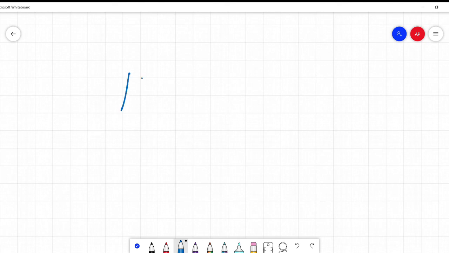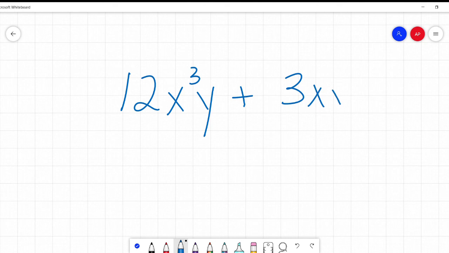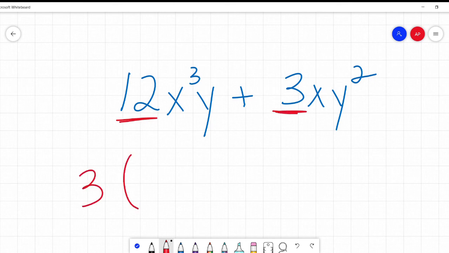For example, let's see. Okay, here it can be multiple variables. So in this one, what goes into both 12 and 3? What's the biggest number that goes into both of them? 3. And what's left in the parentheses? 12 divided by 3 is 4. 3 divided by 3 is 1. I know in the end we won't really have to have the 1, but let's just put it there for now so we know that it's there.